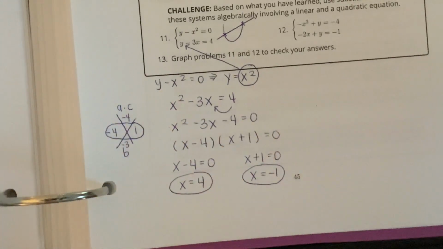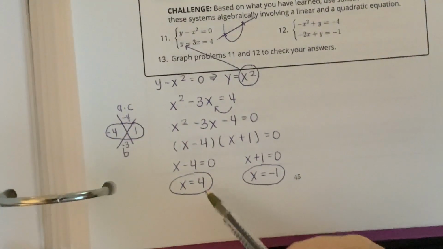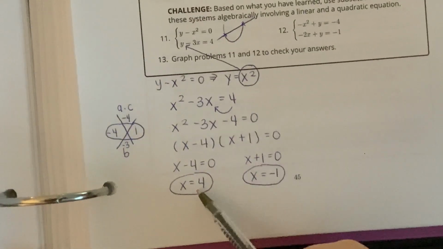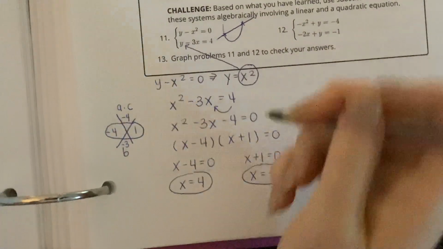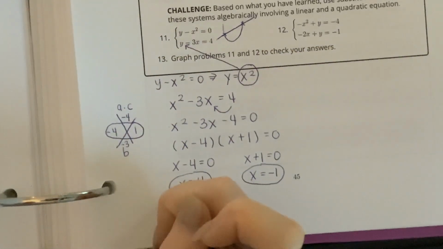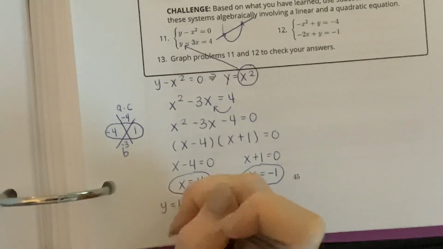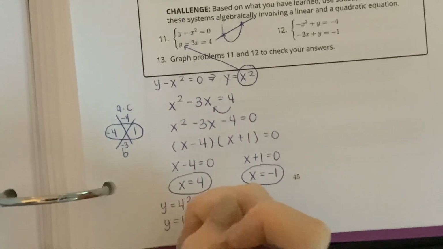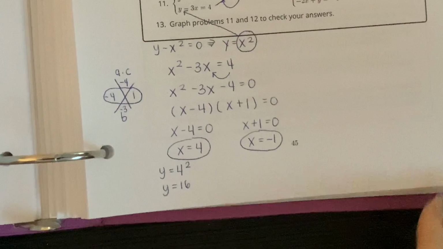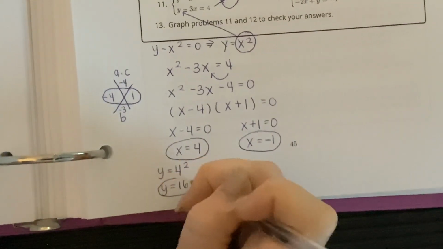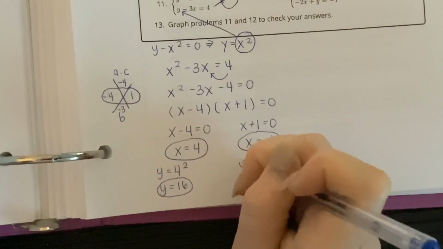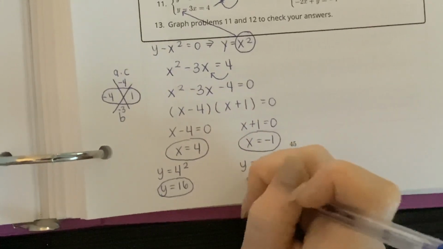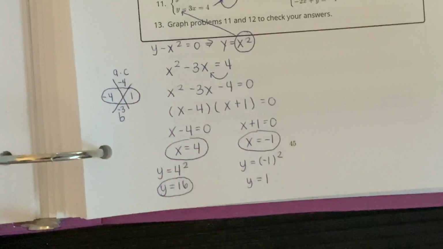So now, just like before, you have to take those x values and plug them in to figure out what your y values are. The only difference is now you're plugging in two x values. So if you want to plug it in right here, you're going to say y equals 4 squared. So y has to equal 16. And over here, you're plugging in y equals negative 1 squared. So in this case, y has to equal 1.